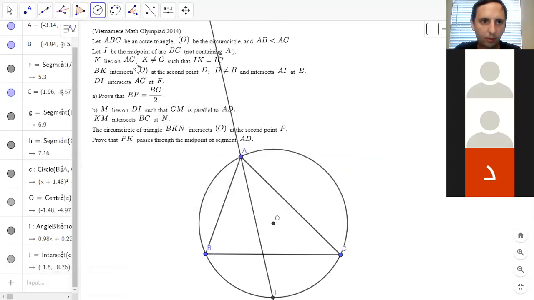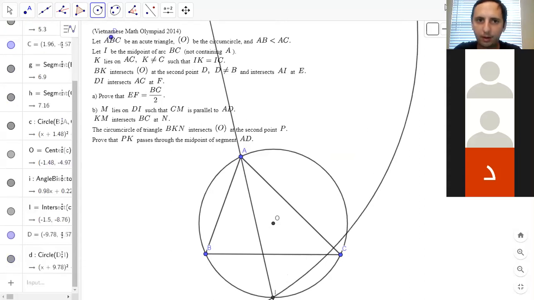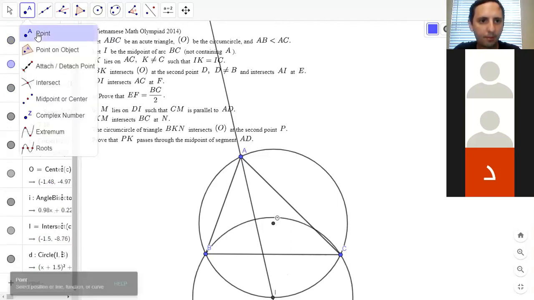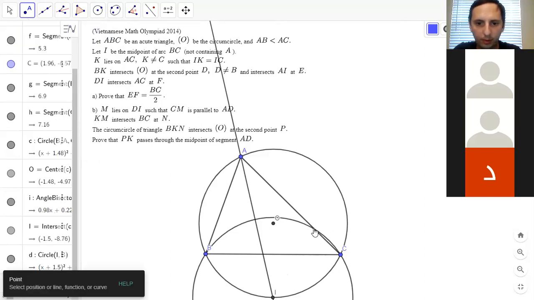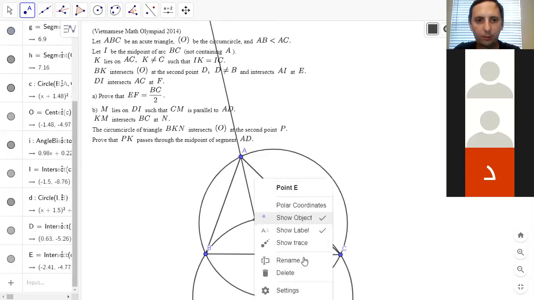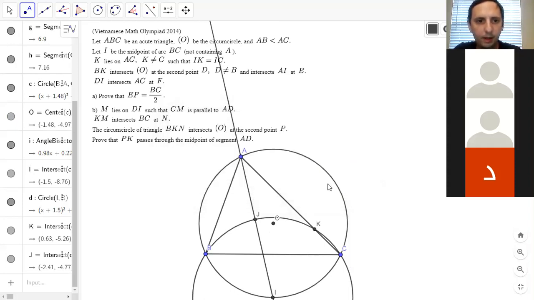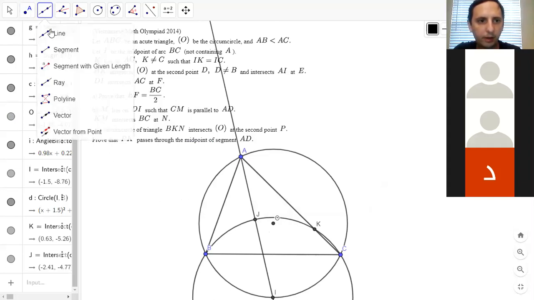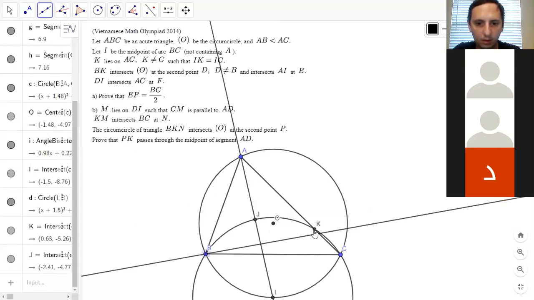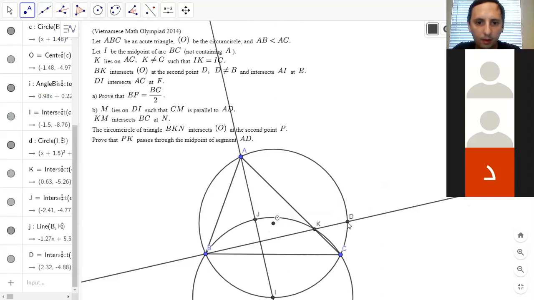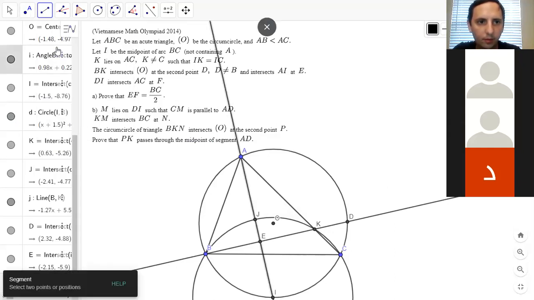Right, so, whoops, I want this one. And I didn't want that. I want to do this. So this is going to be point K. This is going to be the excenter. This is a little weird, but I'm going to call the excenter J. And this point's K. BK intersects the circle at the second point D. All right. It intersects AI at E. DI intersects AC at F. Oops, sorry.